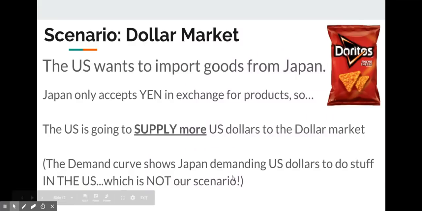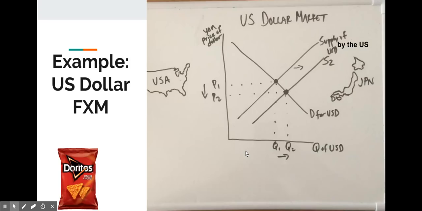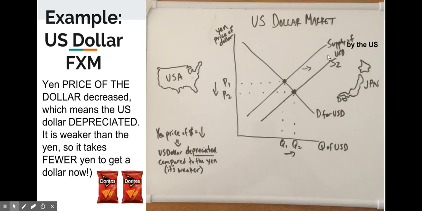So then down here you have, why is it not the demand curve? So if the US is going to supply more US dollars, this is how we would shift it, just like everything else. An increase in the supply of US dollars shifts the supply curve to the right. Again, this represents the US people, Americans, supplying more US dollars because they want to purchase Japanese goods. So we would put more US dollars into the dollar market. And now what we can see after we relabel our S2 and our original demand is that the yen price of the dollar decreased.